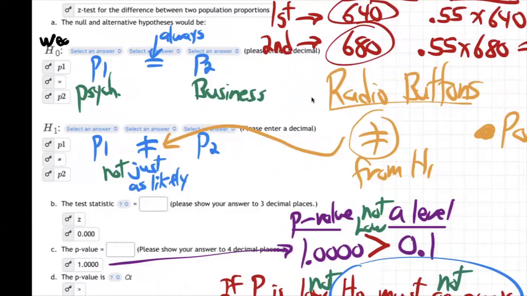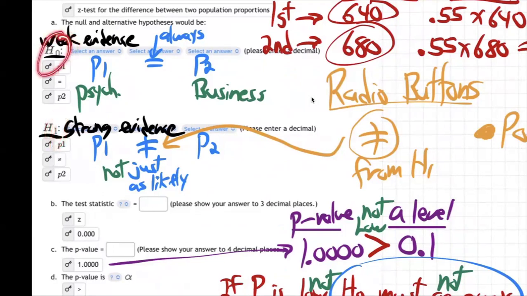weak evidence, and H1 is always strong evidence. Always. Every hypothesis test you'll ever do. It's just like a court of law, right? H0 comes first, 0 before 1. What do you do first in a criminal case? You assume the person is innocent. And if the evidence is weak, you're going to end up sticking with that original assumption. You're going to let the person go, assuming, because evidence is weak, that they're not guilty. But if evidence is strong, you're going to go with H1, and eyewitnesses and things like that, right? So weak evidence versus strong, H0 versus H1.